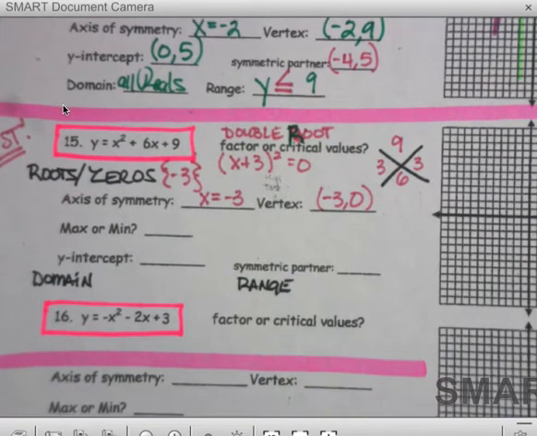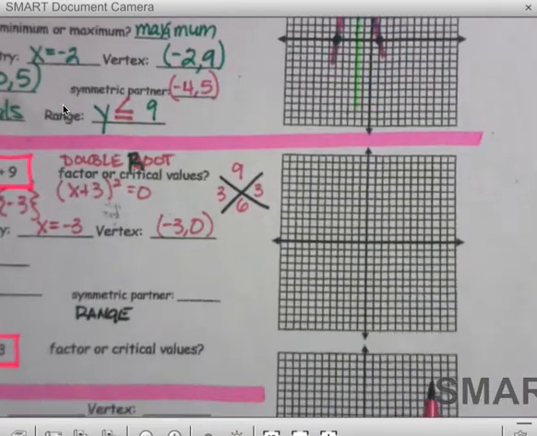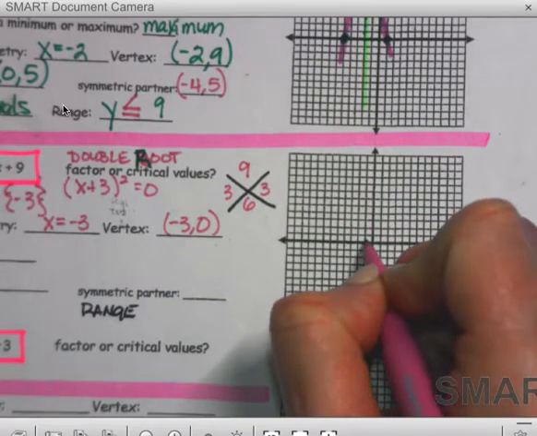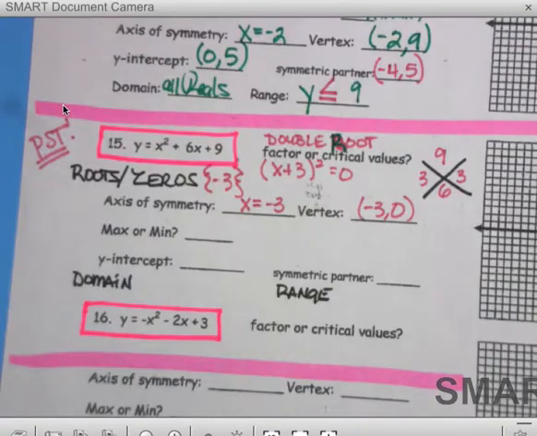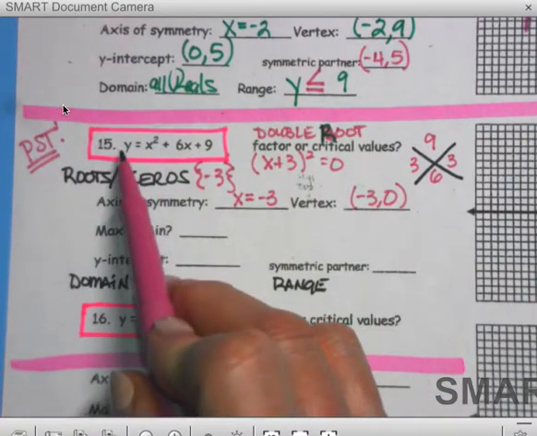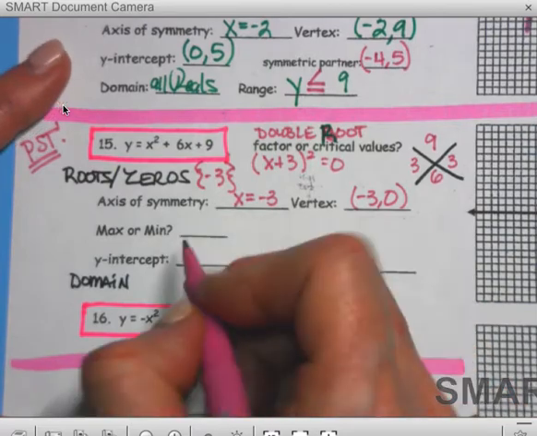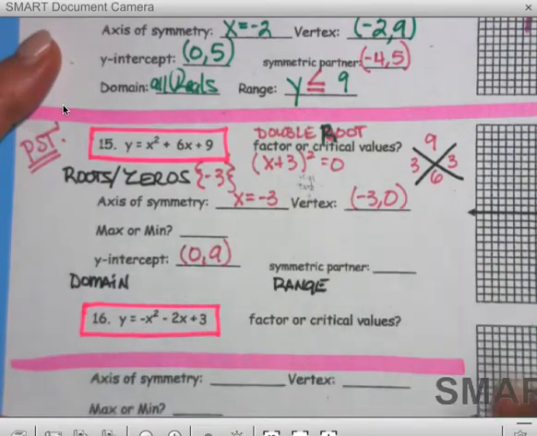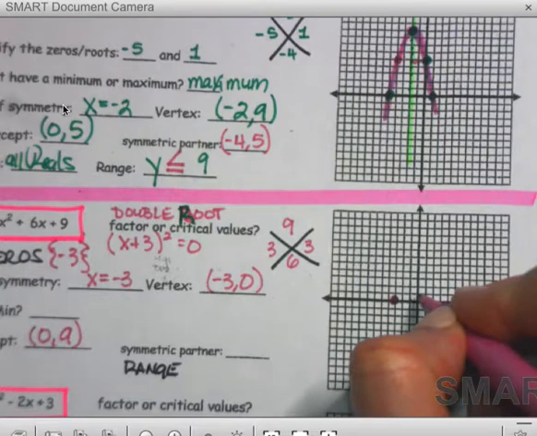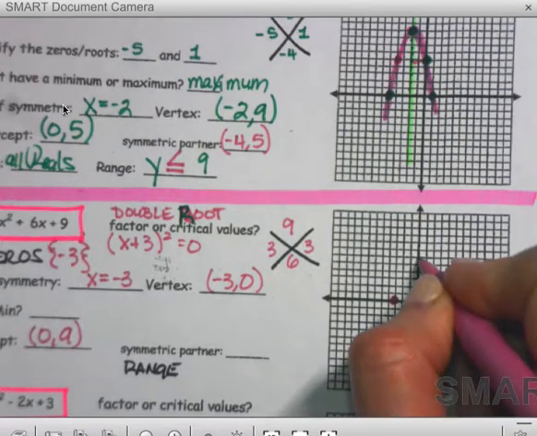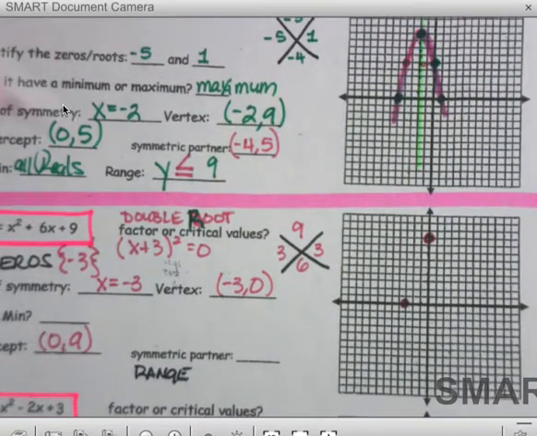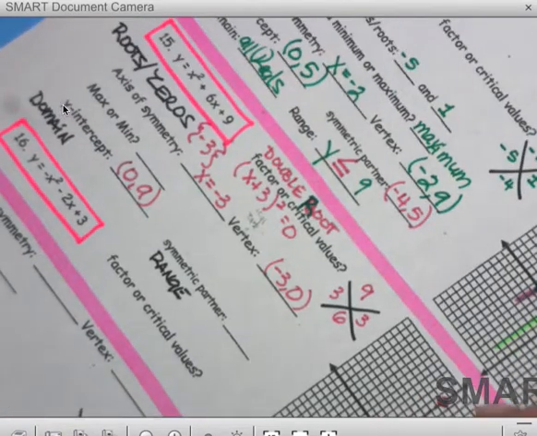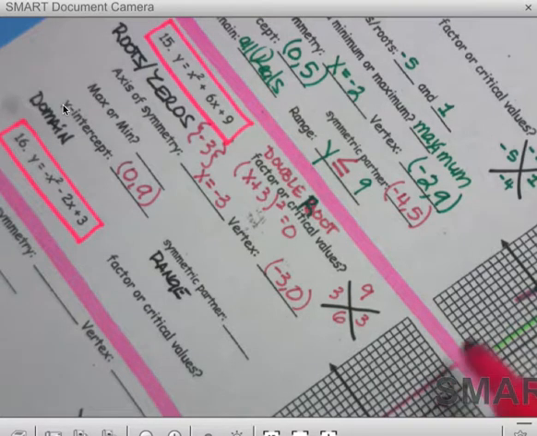And let's go ahead and plot that point, x equaling -3 on the x-axis. So this represents my root and my vertex. The y-intercept for this particular sketch is going to be the point (0, 9). So I'm going to go ahead and plot the y-intercept. I'm going to go ahead and sketch in my axis of symmetry. So there's my axis of symmetry. I've got my y-intercept plotted.